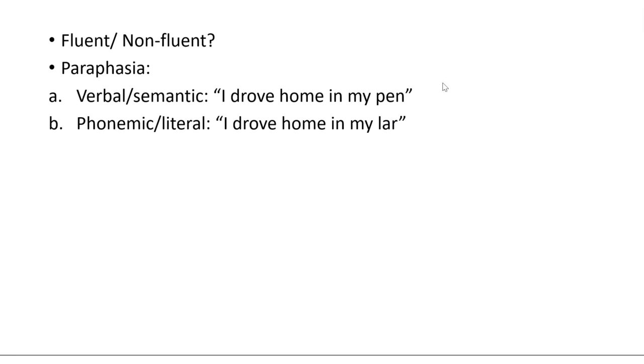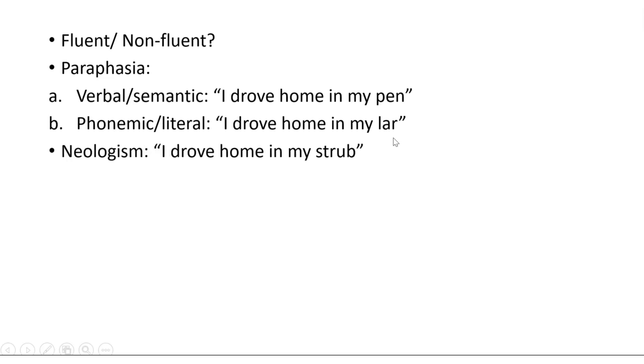A phonemic or literal paraphasia is when a patient uses a similar sounding word. I drove home in my lar. Now this doesn't make sense, and this particular word as such just sounds similar to car. Okay, so this is called phonemic or literal paraphasia. Now these are the two types of paraphasias.